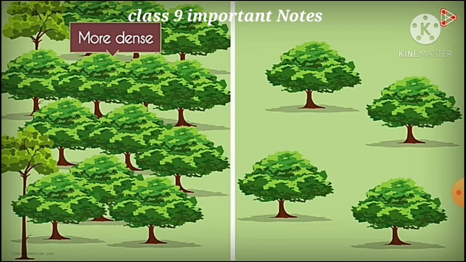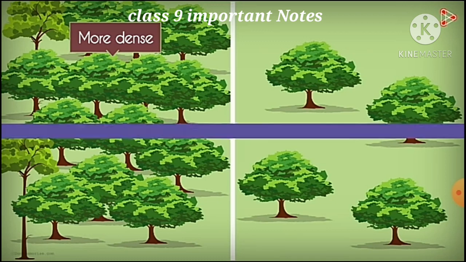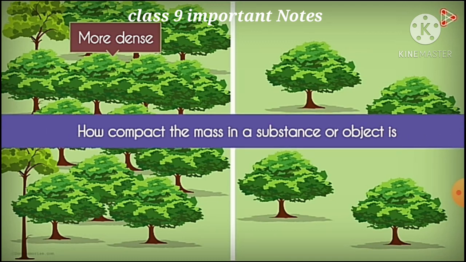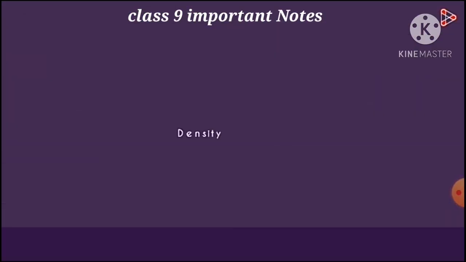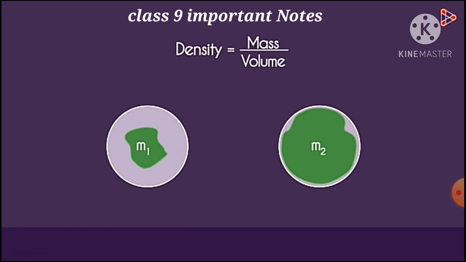it's denser. Density is simply the measure of how compact the mass in a substance or object is. If we have to go by its scientific definition, we would say that it's mass per unit volume. In short, it tells us how much mass exists in a given volume. The unit of density is kilogram per meter cubed. Mass is in kilograms and volume in meter cubed.